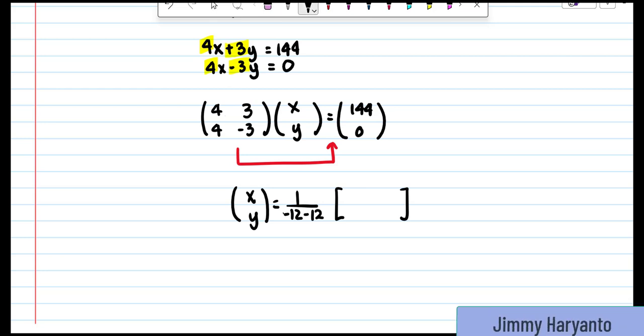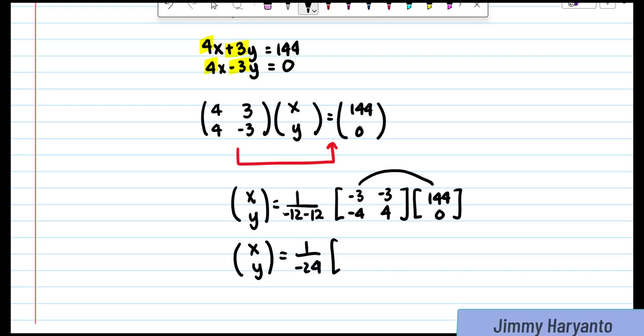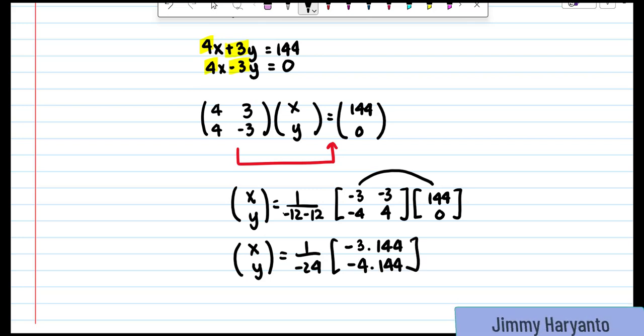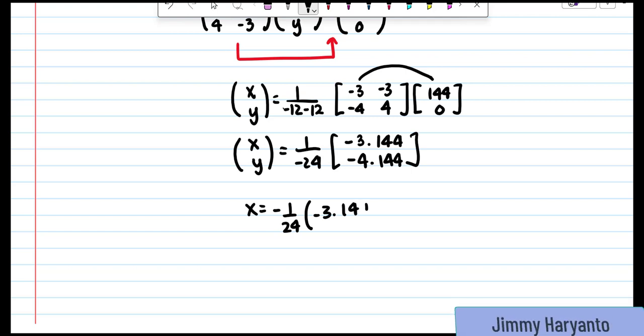The adjoint will be negative 3 and 4. You have to swap the 4 and negative 3 and give negative to these numbers, and then times it with 144 and then 0. Okay, so x and y will be negative 1 over 24 times this one. I don't think we have to multiply them, just write it like this. The x will be negative 1 over 24 times negative 3 times 144.